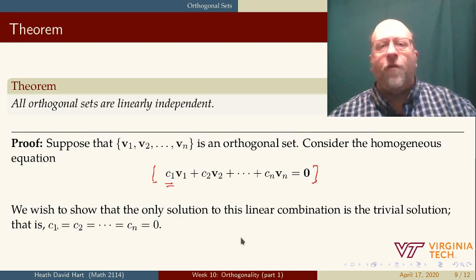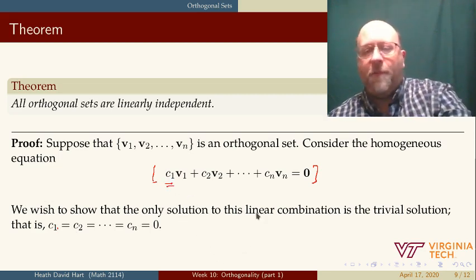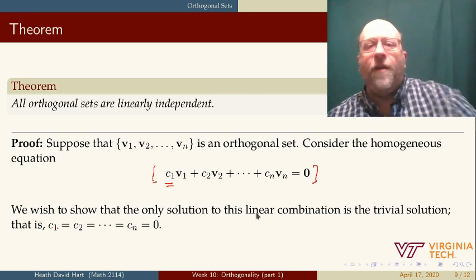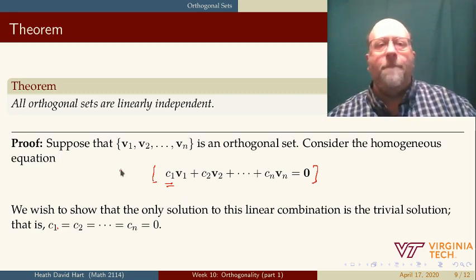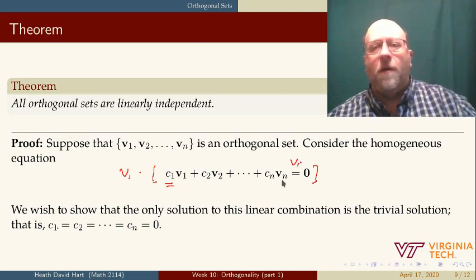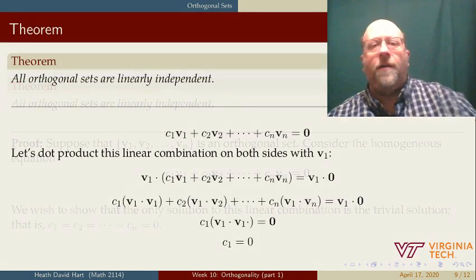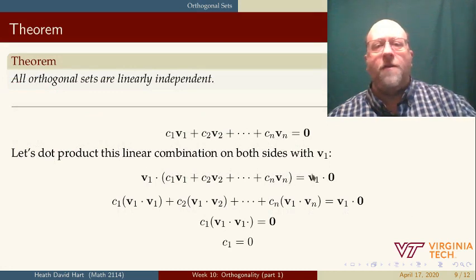So we're going to first show that c1 has to be 0. And to do this, I'm going to dot product both sides by the first vector. I'm going to dot product the left side with v1, and I'm going to dot product the right side with v1. And so when I distribute, I get c1 times v1 dot with itself, plus c2 times v1 dot v2, plus so on and so forth, cn v1 dot vn. On the right side, I get v1 dot 0.